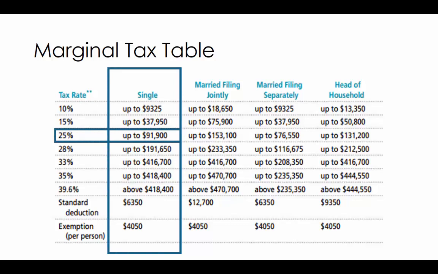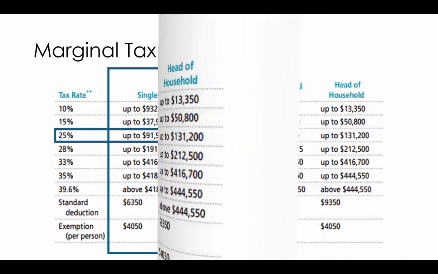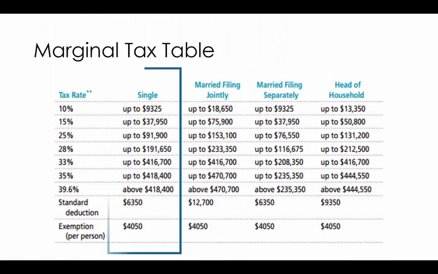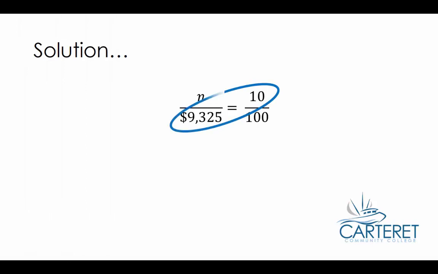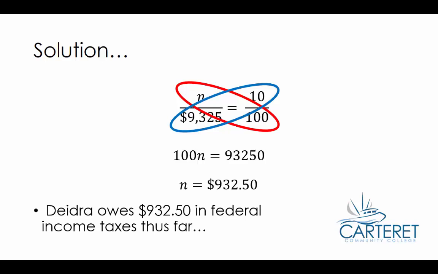In order to calculate her income taxes owed, we must compute the taxes owed at each of the previous brackets. We begin by finding how much Deidre owes in the 10% tax bracket. The first $9,325 of Deidre's taxable income is going to be taxed at 10%. Thus far, Deidre owes $932.50 in federal income taxes.